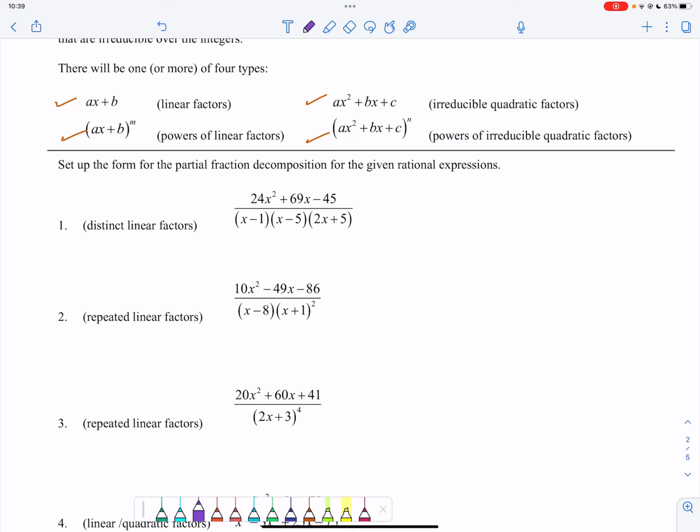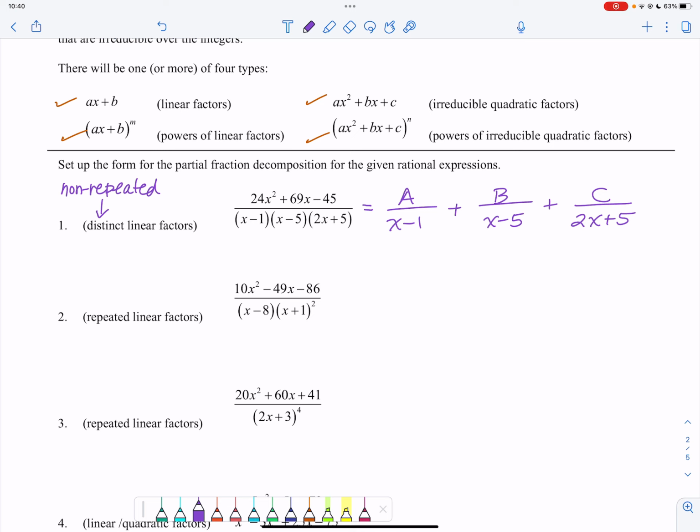Distinct means non-repeated. That means they are unique linear factors. And how you would set this up is just like I just showed you. A over x minus 1, B over x minus 5, plus C over 2x plus 5. And then we would use that same method to solve.